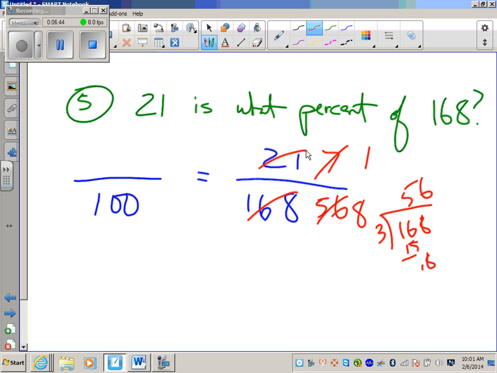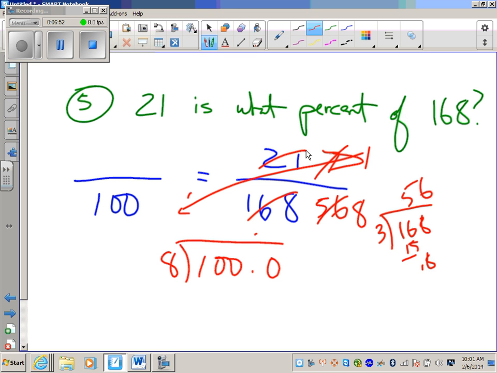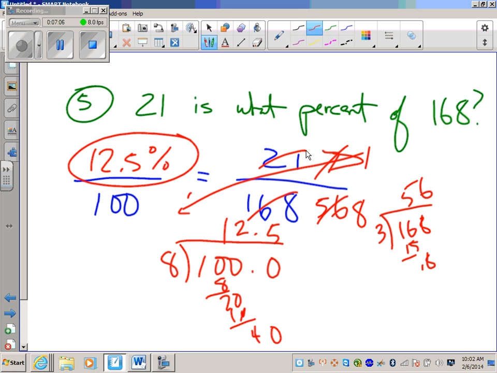All right? So again, I might say, all right, 1 times 100 divided by 8. Put a decimal there, just in case. And once, 20, that's a 6. And then 40, so 12.5%.